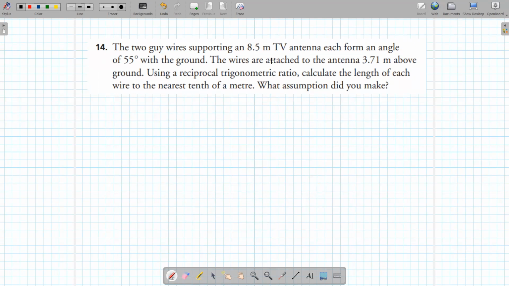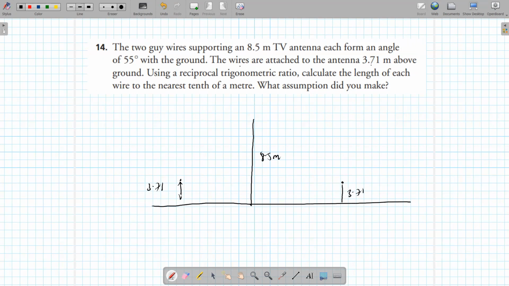So, what else is going on? The wires are attached to the antenna 3.71 meters above the ground. Calculate the length of each wire to the nearest tenth of a meter. All right, so a lot of things going on here. There's a wire at a height of 3.71 meters above the ground. The height of the antenna was 8.5 meters, and there's another wire on this side, also 3.71 meters above the ground, supporting it like this, right?